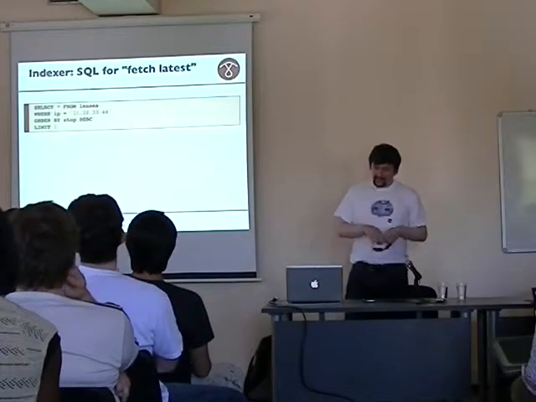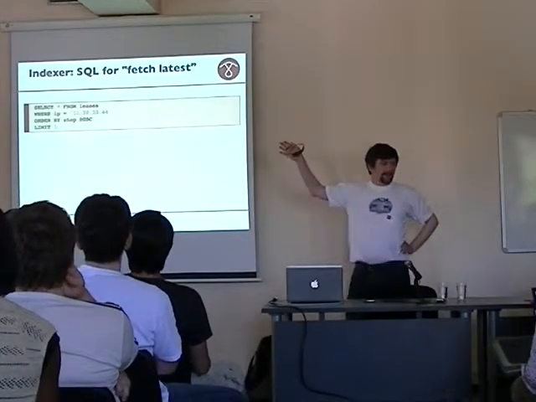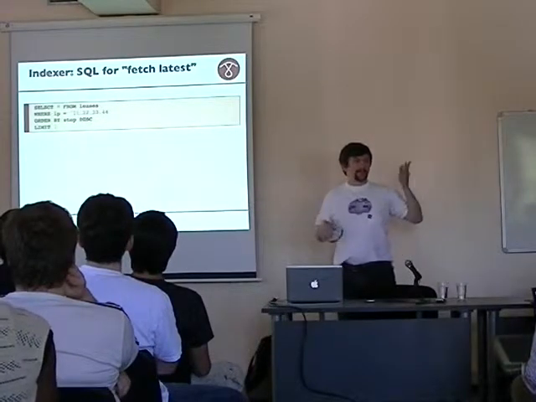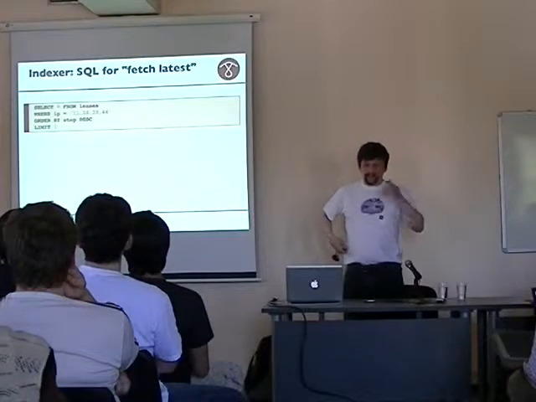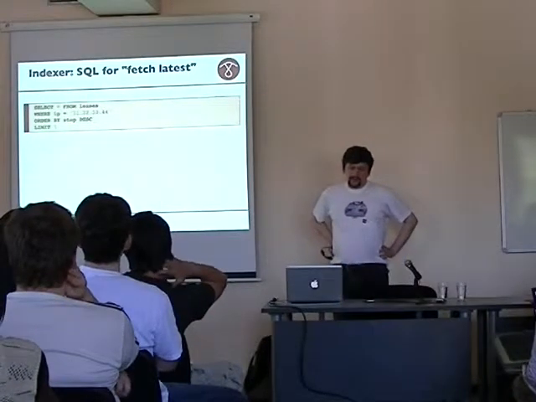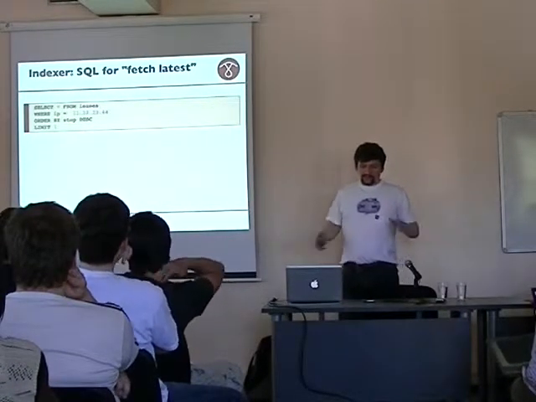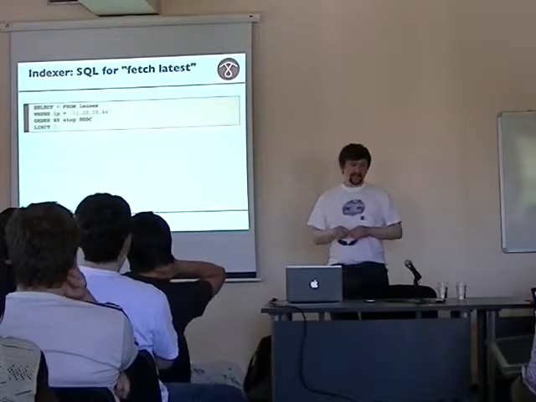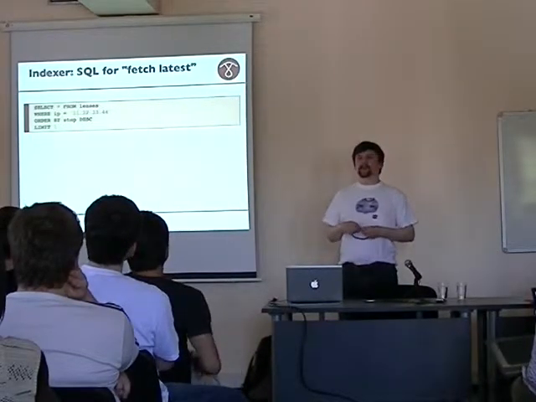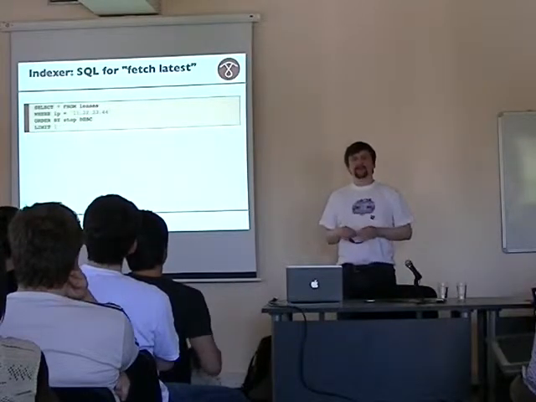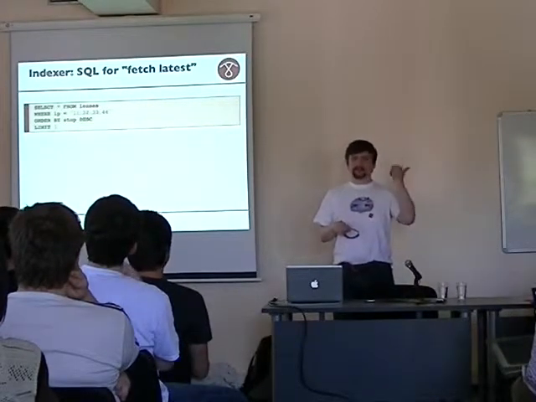So in our case, remember that flowchart thing we had: fetch latest, update, insert, and expire, right? So the fetch latest is simple. We just select everything from the user's database where IP is like that, ordered by the stop time of the list, and just give a single one.